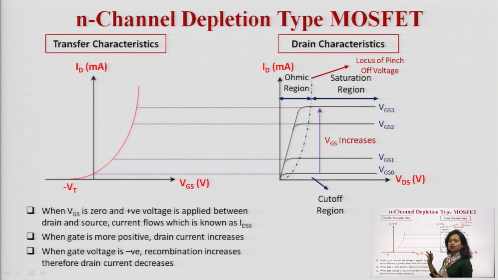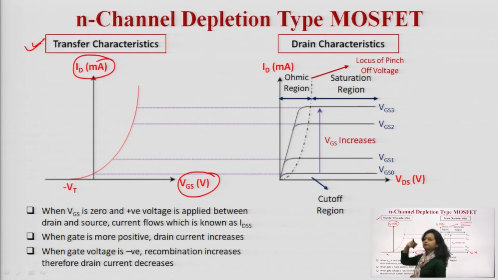If you have to draw the characteristic, you need to understand the characteristic curve. For the case of MOSFET, you must remember that you have to plot the transfer characteristics as well as the drain characteristics. First, let us discuss the transfer characteristic. The transfer characteristic curve is plotted between VGS and ID, right? VGS is the voltage between gate and source, ID is the drain current.